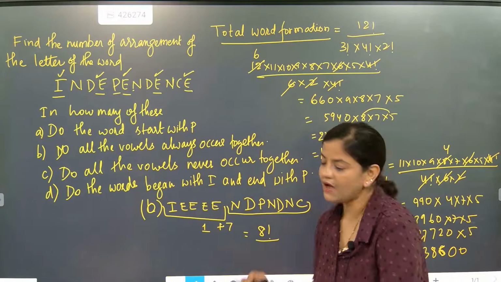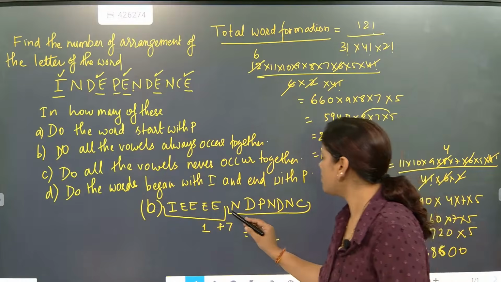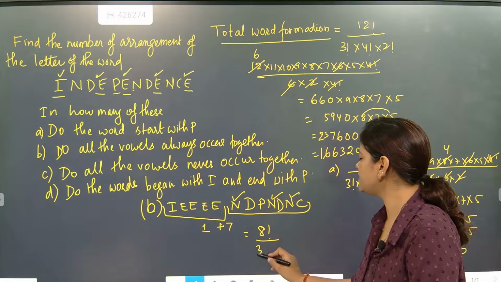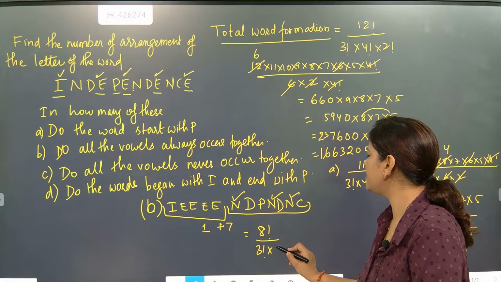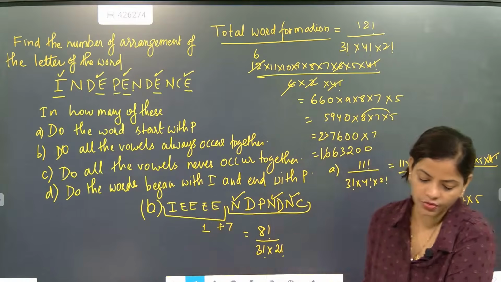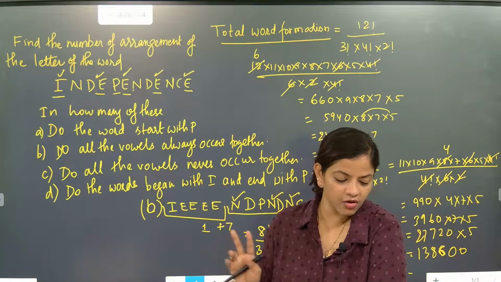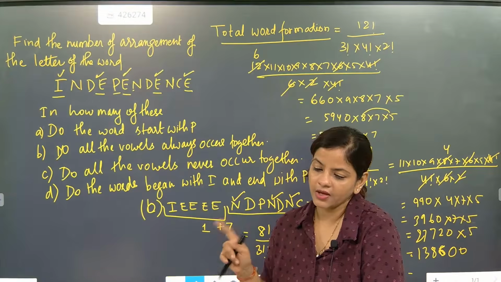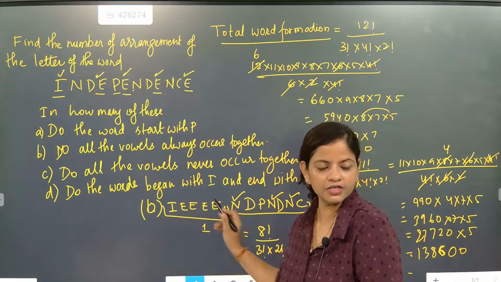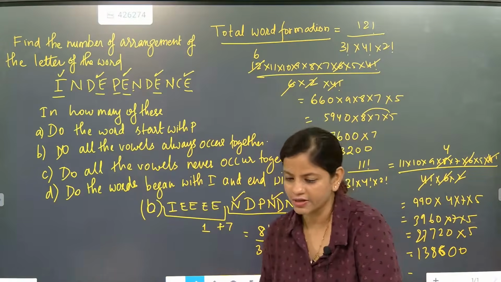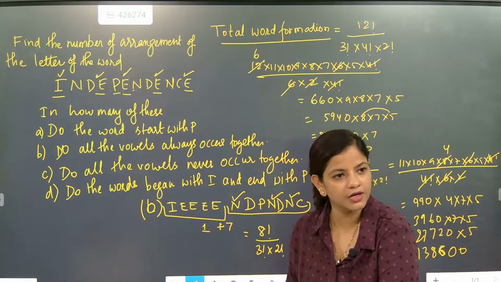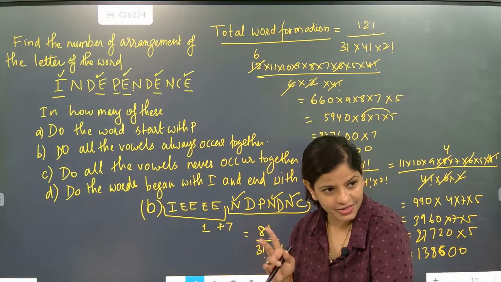After the 8 factorial, how many are the same? N is coming 3 factorial and D is coming 2. So this is 8 factorial when all the vowels come together. But here one problem is these five are also arranged among themselves, and in these 5, all are not different. Two different letters are there.